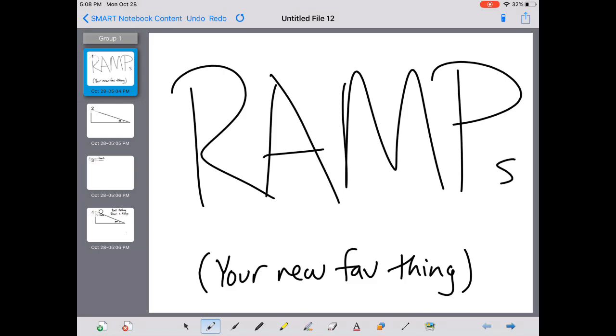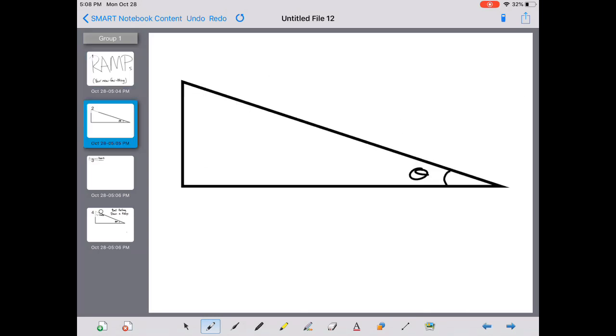All right? So let's take a look at a good old ramp right here. Now, some things that are always going to just be with ramps. Our angle is going to be right there. All right, that is where the angle is going to be. Now let's talk about this other thing.